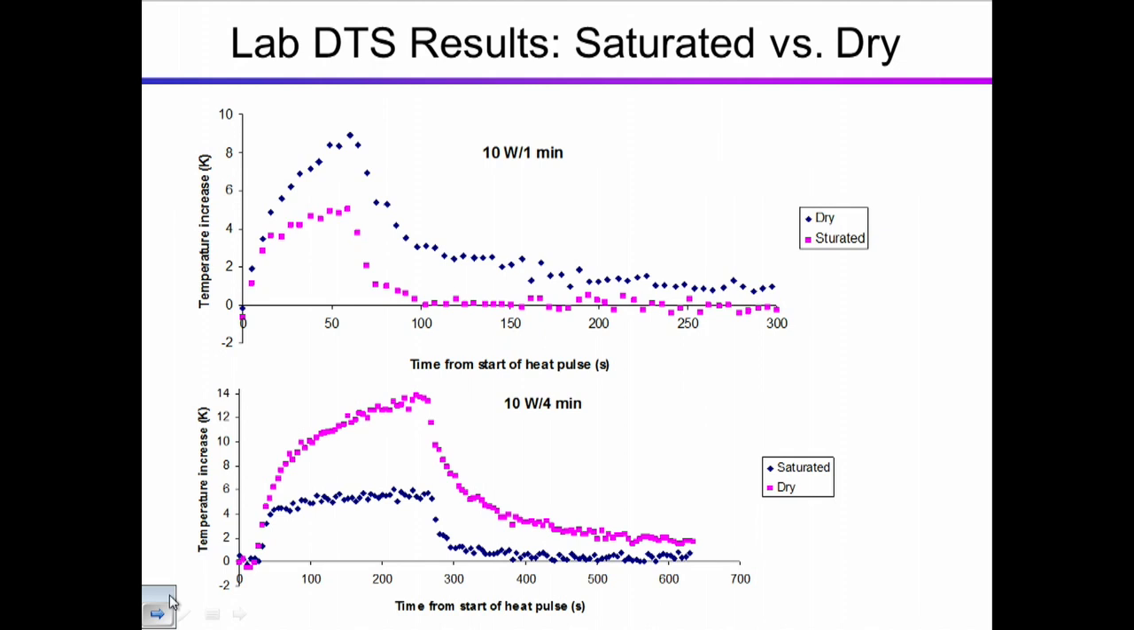Let's look at the lower graph here. Here we're looking at a 10 watt per meter injection of energy over 4 minutes. The lower dark blue dots are a saturated system, water saturated, and the upper dots were a dry system. And you can see the response of temperature in the vertical axis. It's a factor of 2+ difference in temperature. So we have sensitivity to water content.